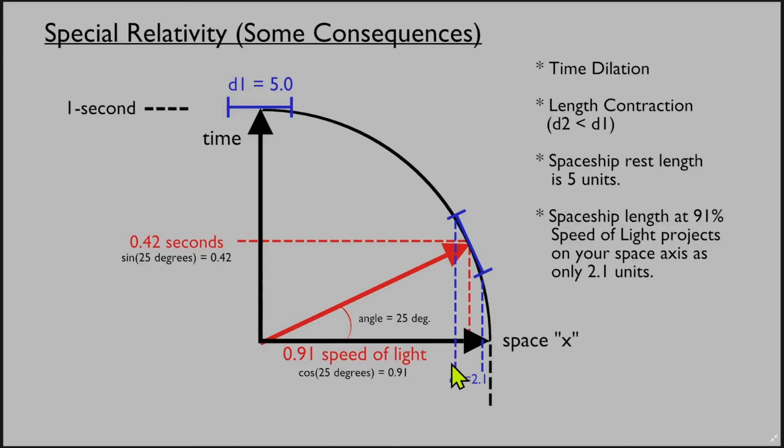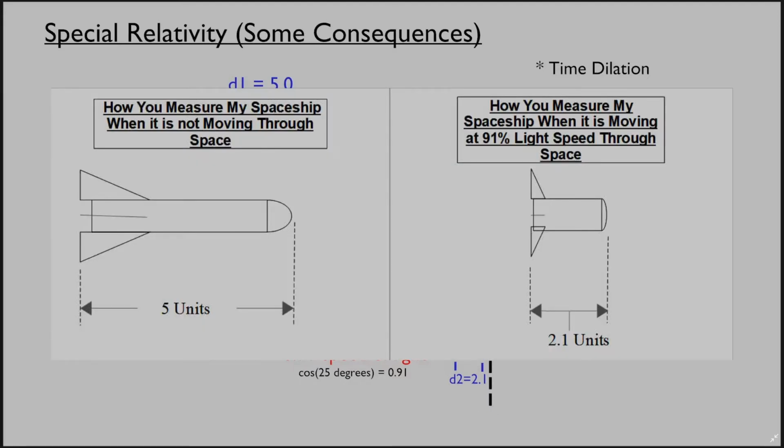Note the blue dotted lines. One is the back of my ship, one is the front of my ship. You'll notice that right now, when you look at my ship, it only looks to be 42% as long as it used to be. In other words, instead of being 5 units long, it's now only 2.1 units long. Okay, that's called length contraction. And let's take a quick look if I can show you here. That's what the spaceship looks like at 91% the speed of light compared to when it's at rest.